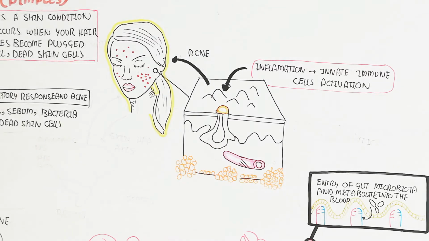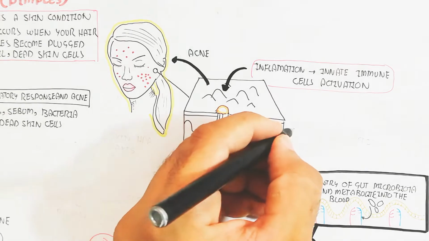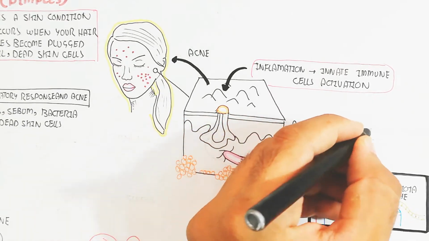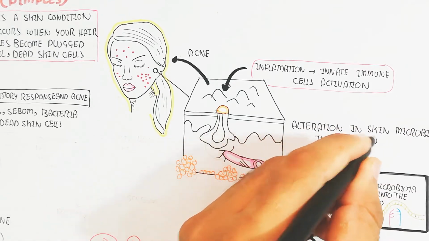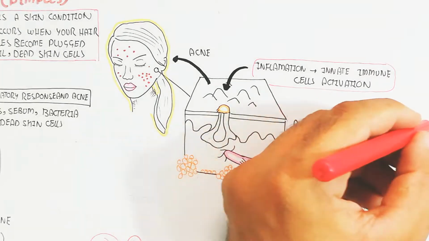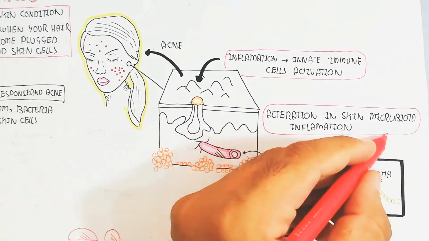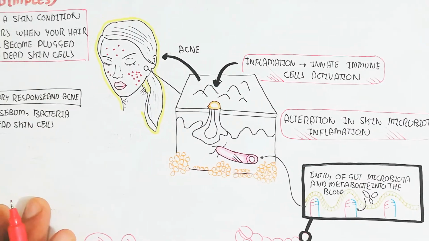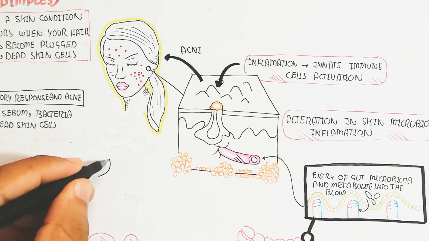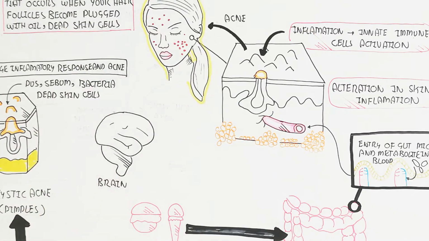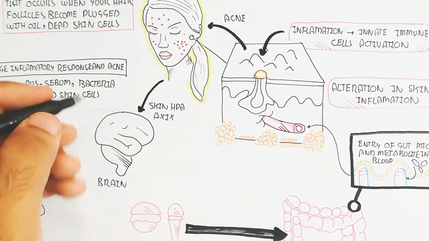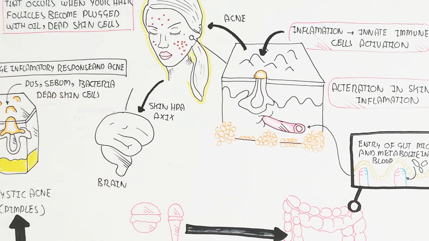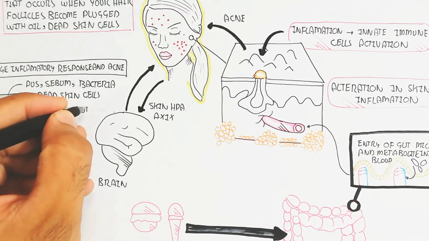So in this way, here you can see entry of gut microbiota and metabolites into the blood. So it will be an antigen, and against this antigen the defensive protein and immunoglobulin are produced. And the defensive protein is basically the alteration in the skin microbiota that inflammation will cause. Due to that, the microbiota should be cleared because that is the antigen, while in the normal case, it will not. So there is inflammation and innate immune cell activation due to the entry of the microbiota from the digestive system.